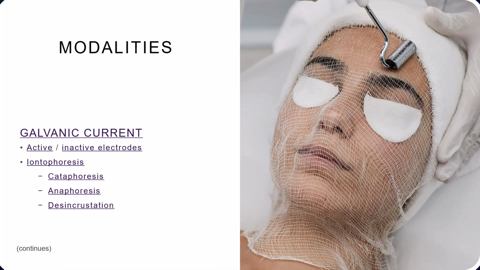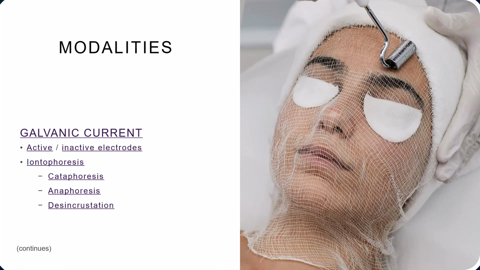Galvanic current, which we will try more of next semester, is a constant and direct current. It has a positive and negative pole that produces a chemical change when it passes through the tissues and the fluids of the body. There are two different chemical reactions that are possible with galvanic current, depending on the polarity that's being used on the skin, so either the positive pole or the negative pole.